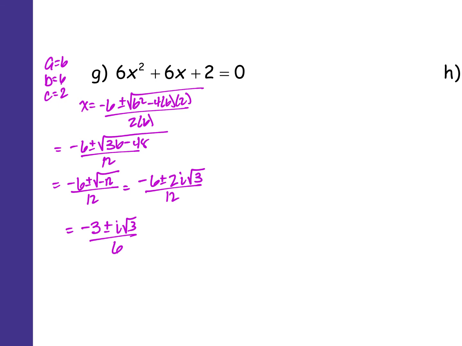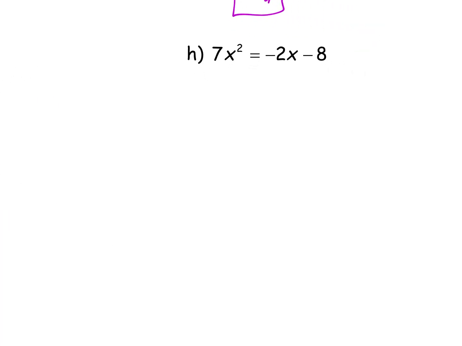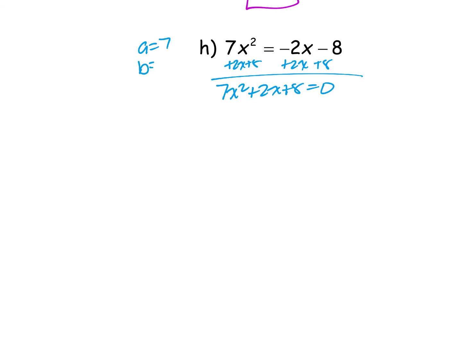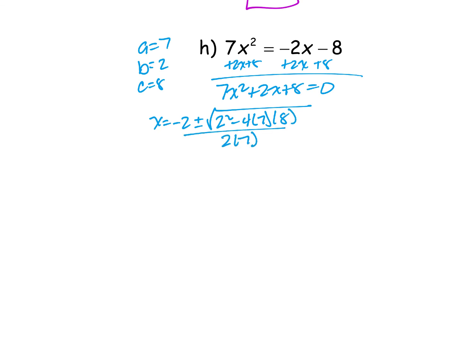Okay. So, sorry, I lost track of my thoughts for a second. H, I'm going to add 2x to both sides and add 8. So I get 7x squared plus 2x plus 8 equals 0. And A is going to be 7, B is going to be 2, and C is going to be 8. So X is going to equal negative 2 plus or minus the square root of 2 squared minus 4 times 7 times 8, all divided by 2 times 7.